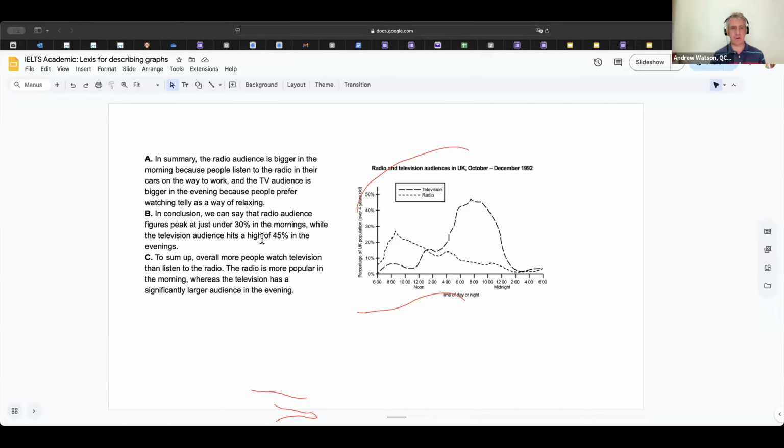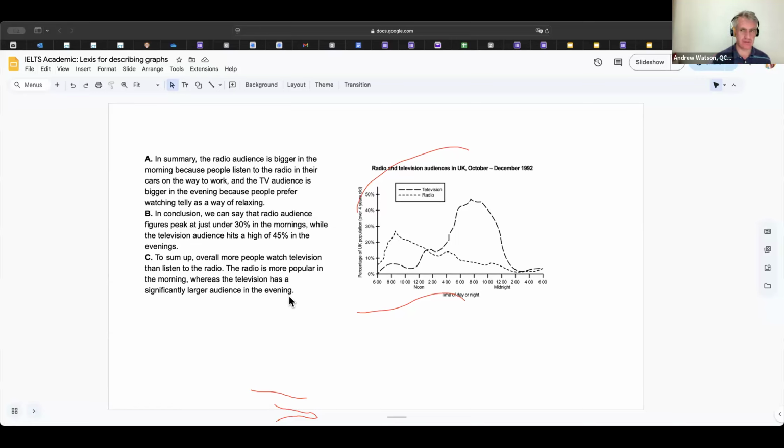Laura Victoria, can you read B? Sure. In conclusion, we can say that radio audience figures peak at just under 30% in the mornings, while the television audience hits a height of 45% in the evenings. Great. And how about Grace? Could you please read letter C? Yeah, sure. To sum up, more people watch television than listen to the radio. The radio is more popular in the morning, whereas the television has a significantly larger audience in the evening.